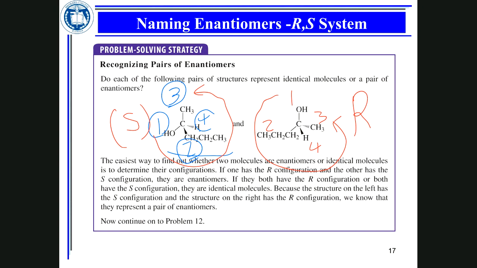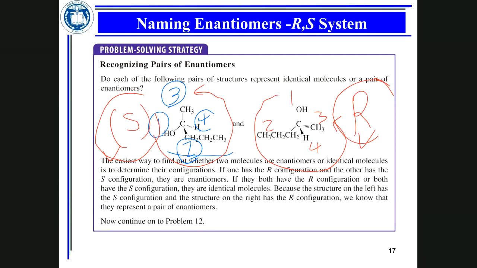Are these two a pair of enantiomers, the same compound, or different compounds? Are they a pair of enantiomers? Yes, because one is assigned R and the other one is assigned S. The connectivity is the same and the configuration is R and S, so you have a pair of enantiomers. That's how you determine a pair of enantiomers.